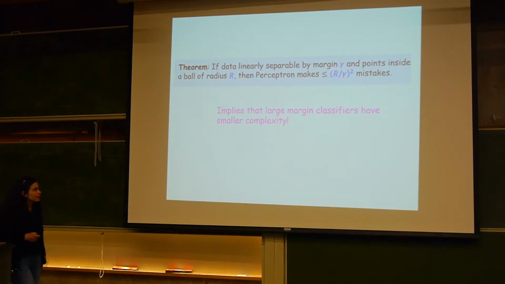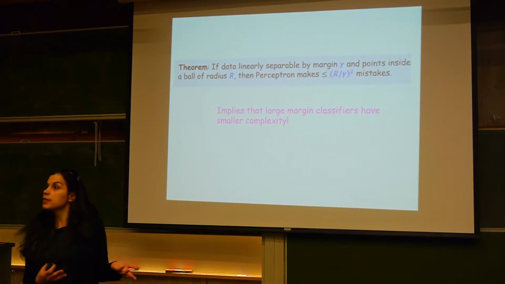Okay, cool. I said this several times by now. If the data is linearly separable by a margin gamma, then the Perceptron algorithm is only going to make R squared over gamma squared mistakes, no matter how long the sequence is, and no matter how high the dimension of the underlying feature space is. So if we have a large margin, we have this online learning model, and if we use the Perceptron algorithm, things are great. That's the implication of this statement.